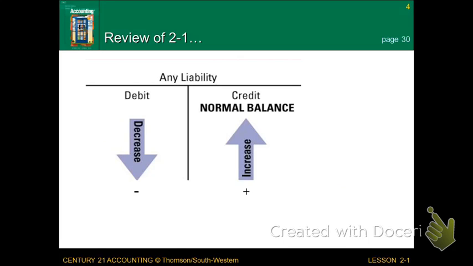Our next classification was liabilities, and this is the exact opposite of an asset. Liabilities increase as credits, so the normal balance of a liability would be on the credit side. And liabilities decrease on the side opposite the normal balance. They decrease as a debit. So liabilities increase as credits, and they decrease as debits. The only account title that we've learned so far that's a liability is accounts payable.